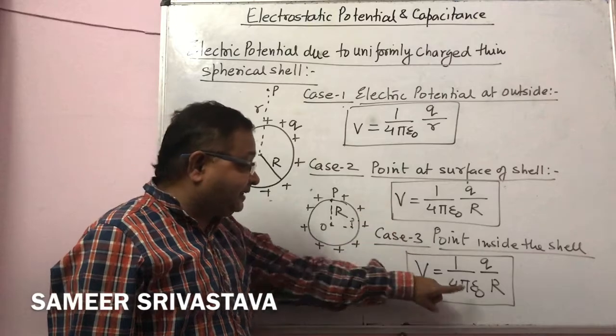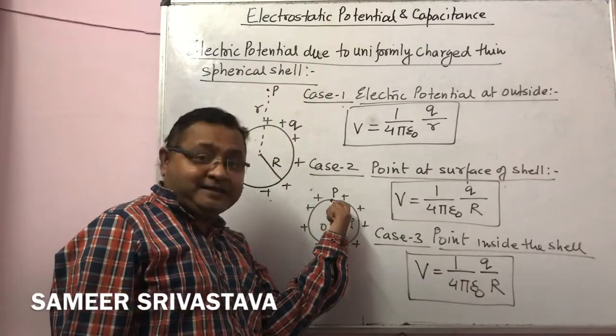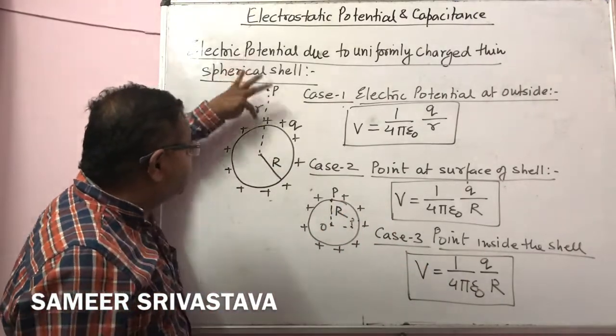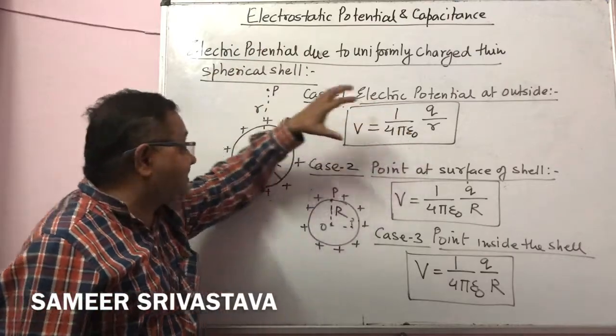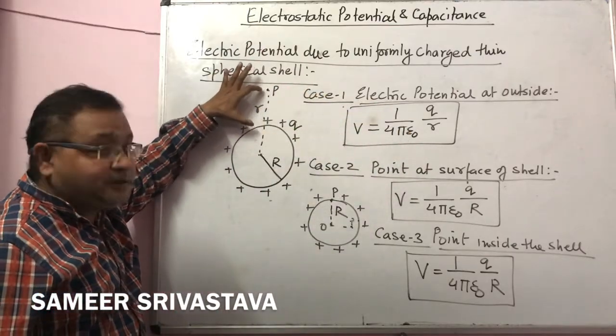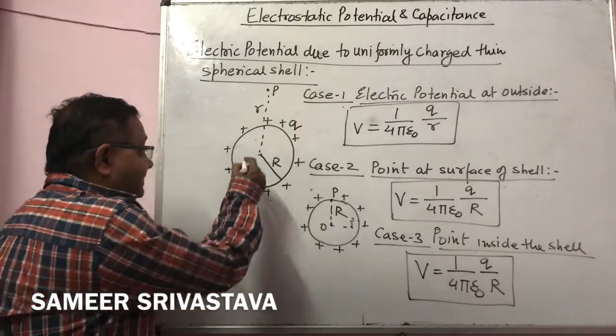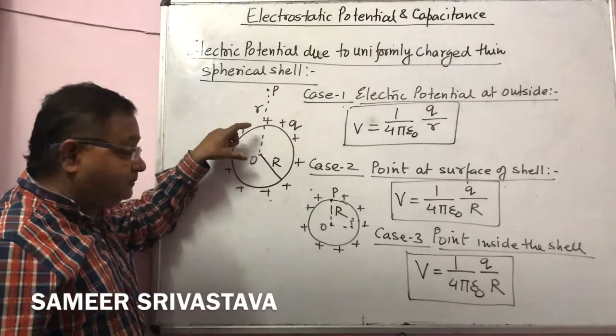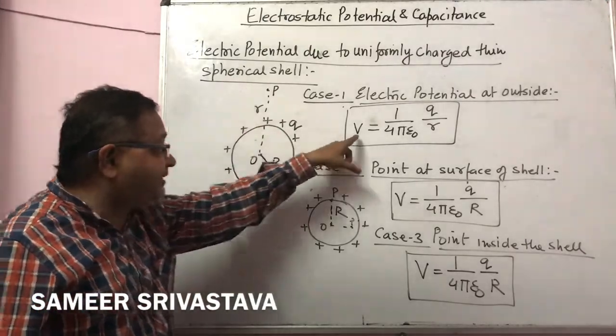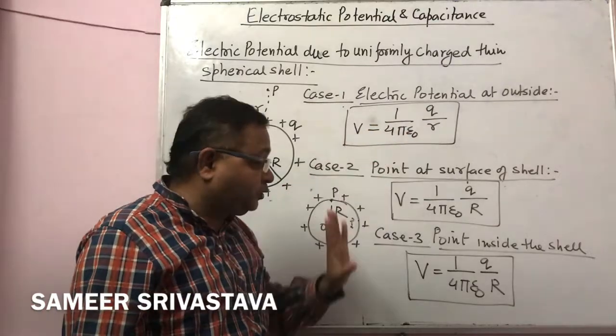We can take the distance as the radius of that shell. But if the point is outside the shell, we have to take the distance between the point P and the center O of the spherical shell. So here we write the formula 1 upon 4 pi epsilon naught q by r.